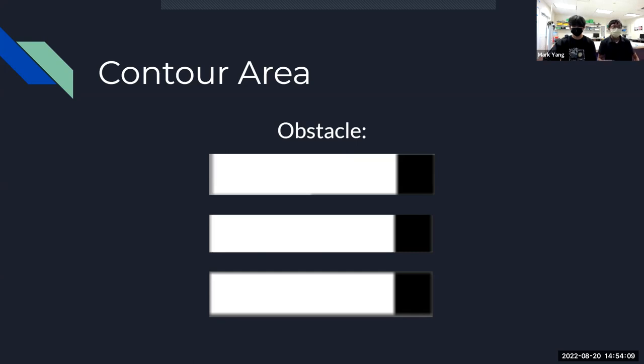So how we solve that, we checked the entire contour area. We saw that it was a much greater value than what the contour area of an S would usually be. So we knew that if the contour area was above a certain threshold, we knew it had to be an obstacle and not an S.